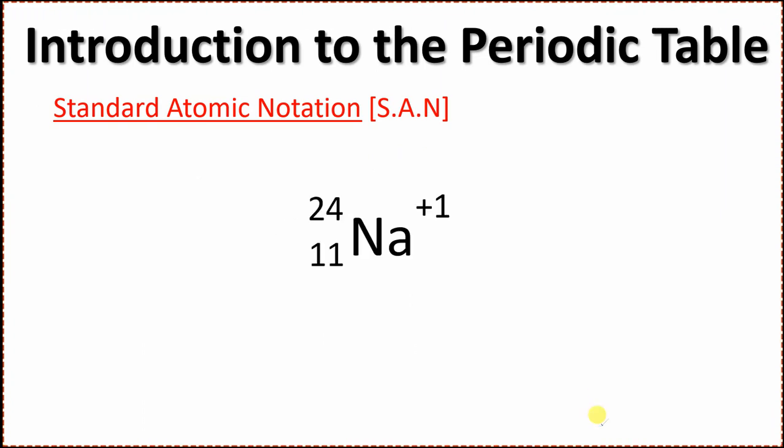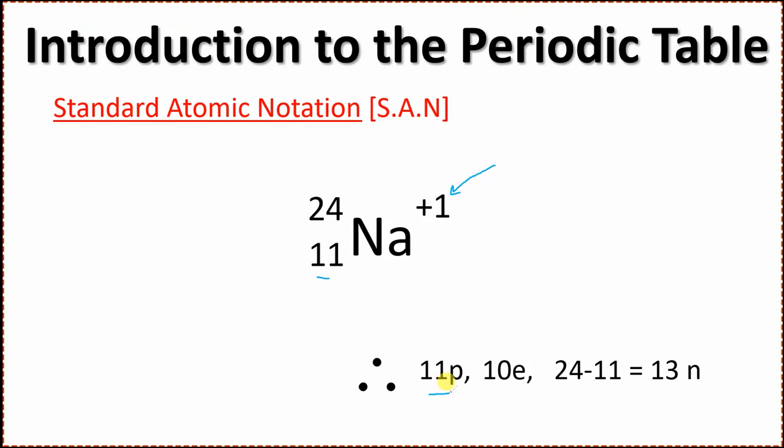So what could happen if we have a positive version of our atom, like the sodium one here? The first thing I look at is the 11. That tells me that I have 11 protons. Now I've started with 11 electrons, but now I have an overall net charge that's positive. So that means I have one fewer electron. If I started with 11 protons, I must have 10 electrons, giving me an overall charge of +1. And 24 minus 11 will give us 13 neutrons.